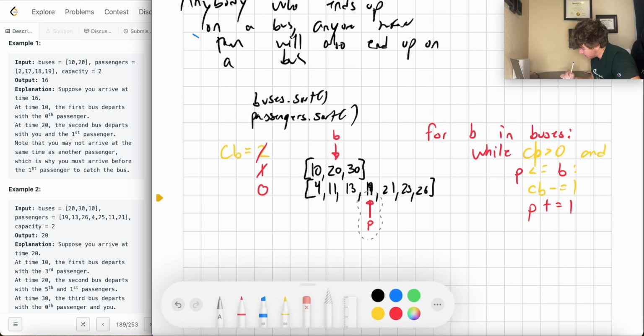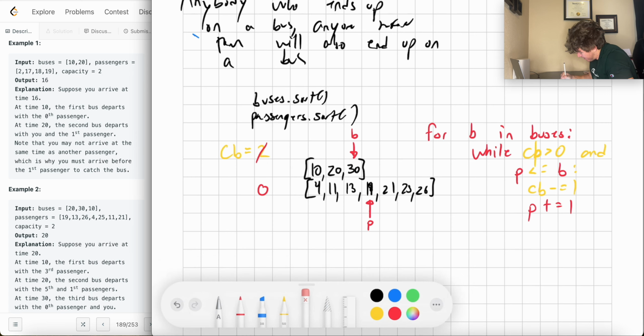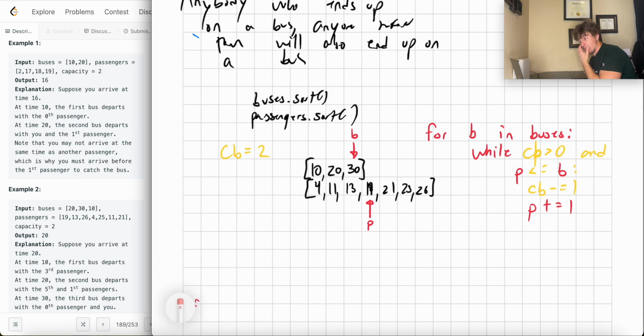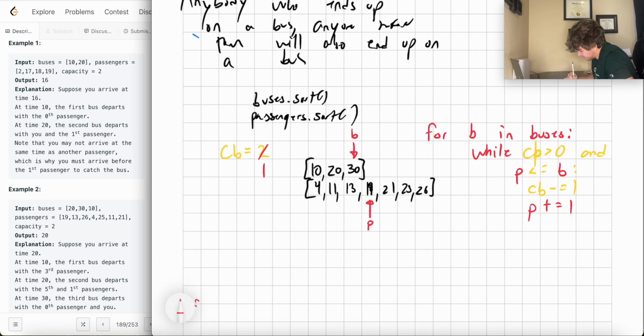So with that, we would increase B again. And we'd say, okay, now that we've increased B, our capacity starts over again. We have a brand new bus to fill up. We say, can 19 get on the bus? Yes, 19 can get on the bus. 19 is less than 30, and there's capacity in the bus, so this goes down to 1.